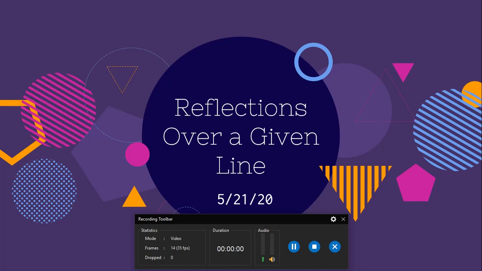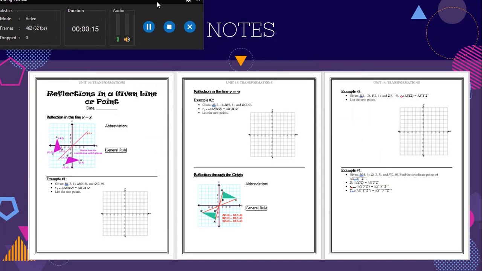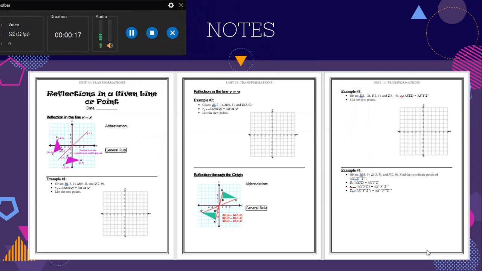Today's topic, we're going to continue with reflections, but instead of going over an x-axis or a y-axis, we're going to go over a given line. You can use the date of May 21st. Your note packet should have 3 pages.